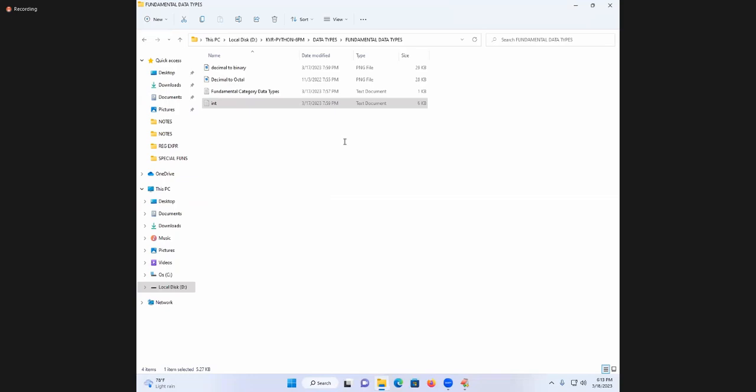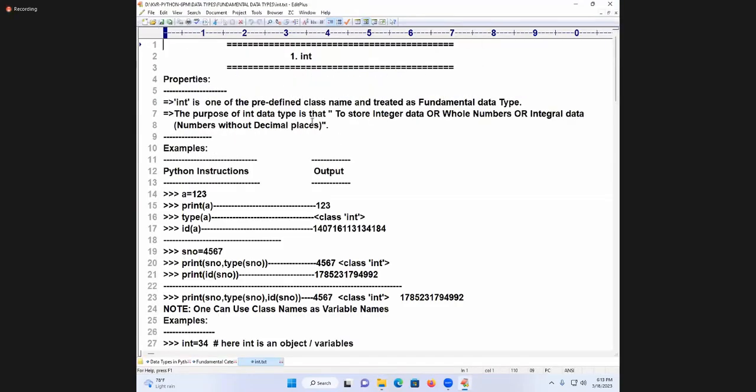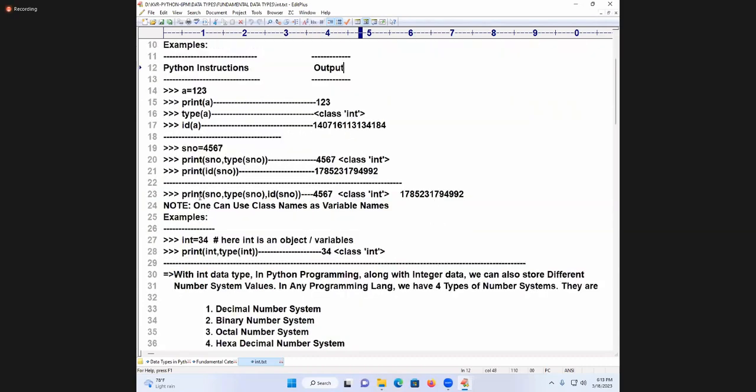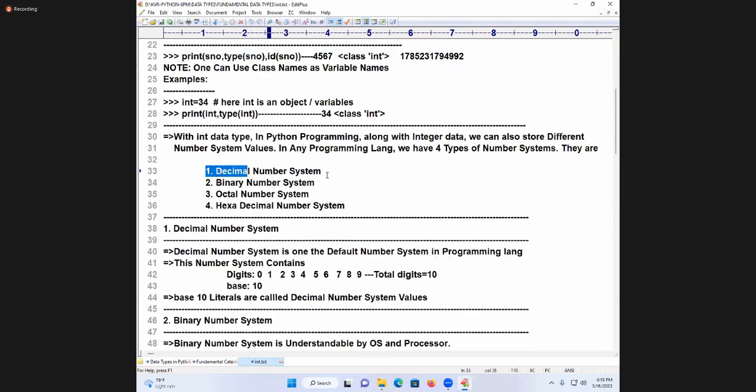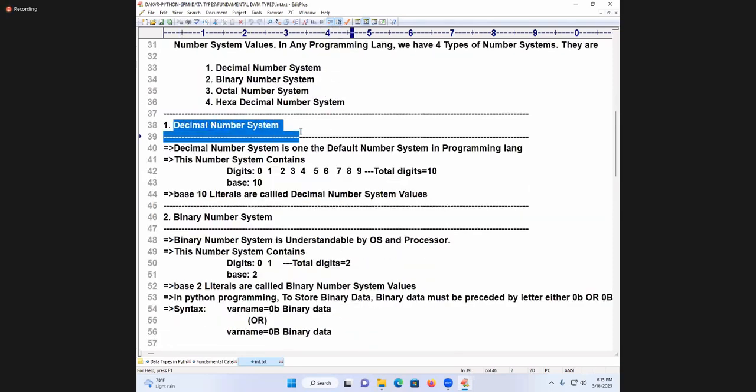Okay. So now about int, we are about to finish this. In the class, what is the purpose of that int? We have seen it. And there we have seen about number systems. How many number systems are there? 4. Decimal number system, binary, octal, hexa. So I said decimal number system is done. It is the default number system.